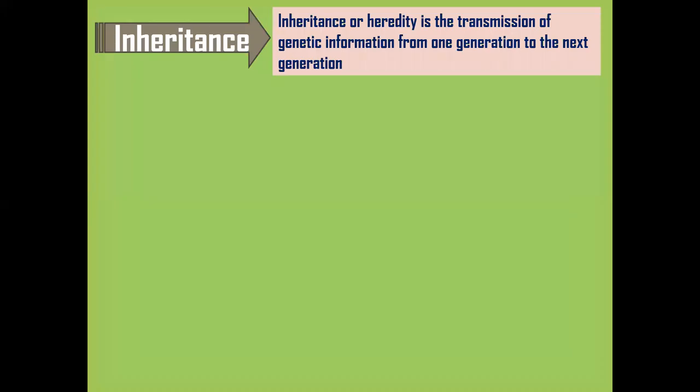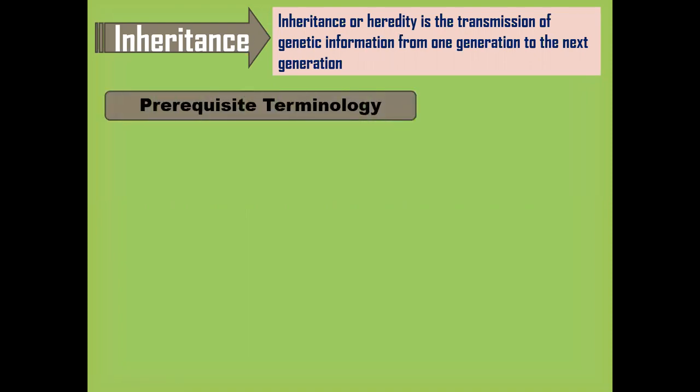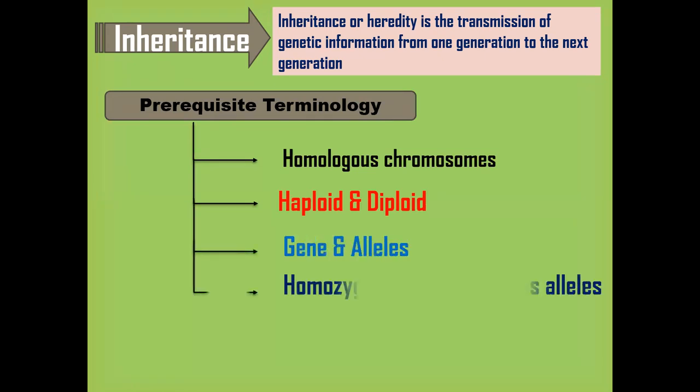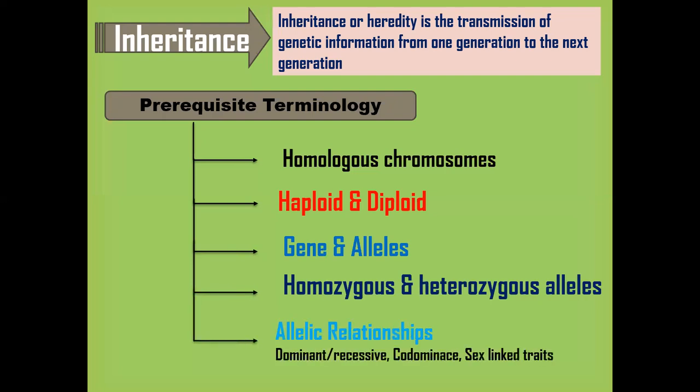Inheritance or heredity is the transmission of genetic information from one generation to the next generation. For studying inheritance and patterns of inheritance, we need to know the following terminology. That is homologous chromosome, haploid and diploid, genes and alleles, homozygous and heterozygous alleles, and allelic relationships like dominant, recessive, and codominance, and the sex-linked trait.